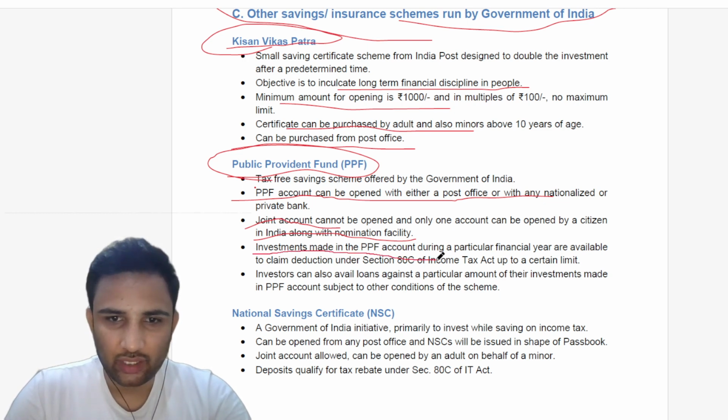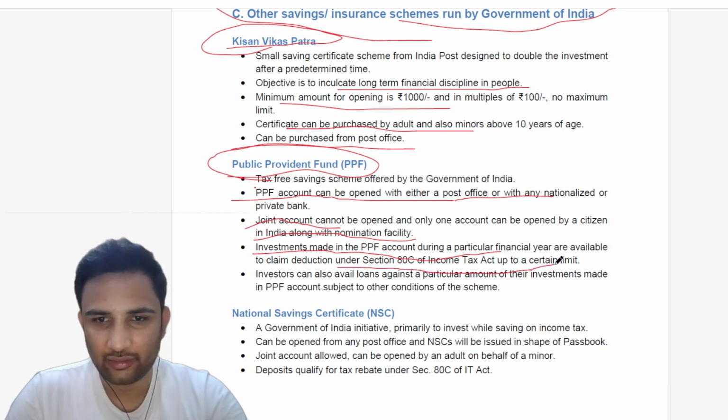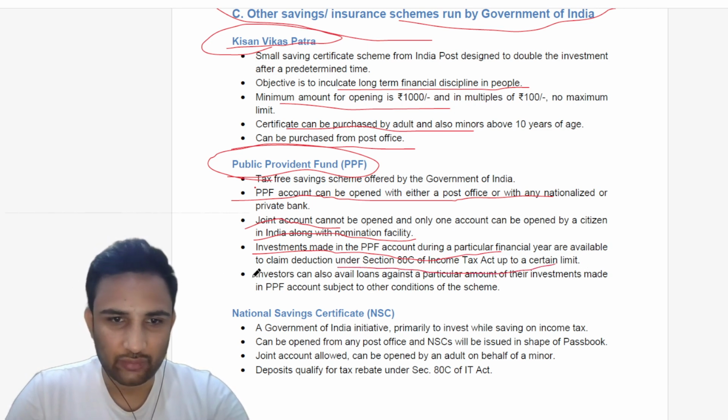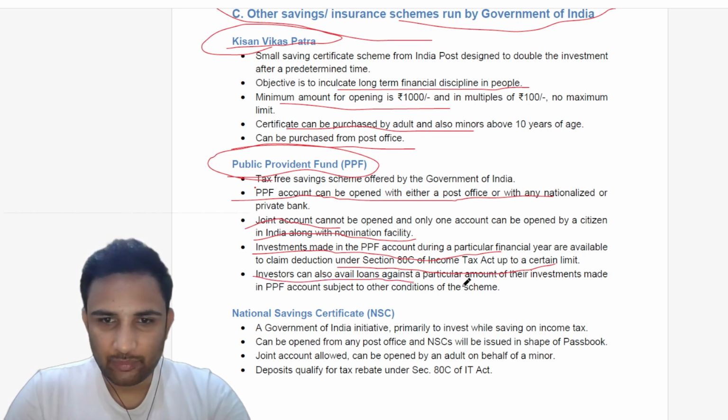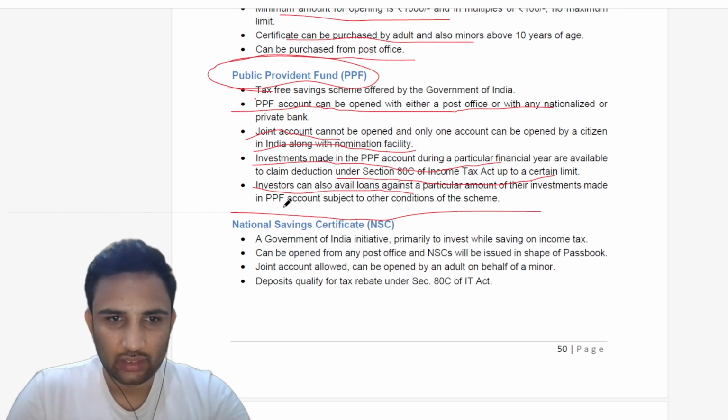Investments made in the PPF account during a particular financial year are available to claim deductions under Section 80C of Income Tax Act up to a certain limit. Investors can also avail loans against a particular amount of their investments made in PPF account subject to other conditions of the scheme.